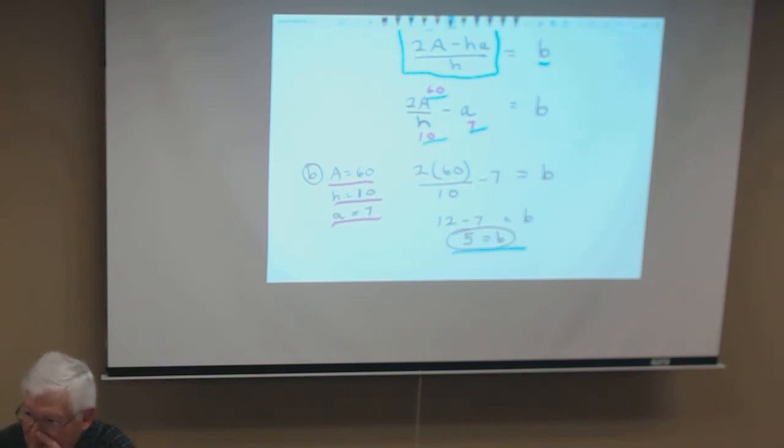See what you're doing? Just plugging in the numbers and then doing the math. Because they told you capital A is 60, H is 10, and small a is 7.